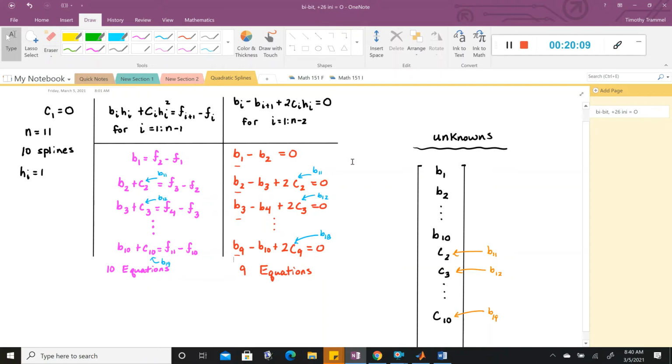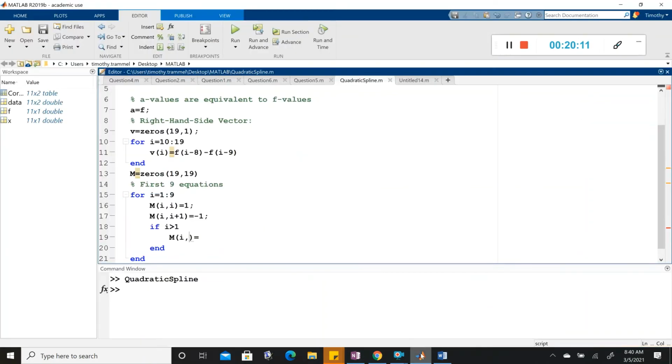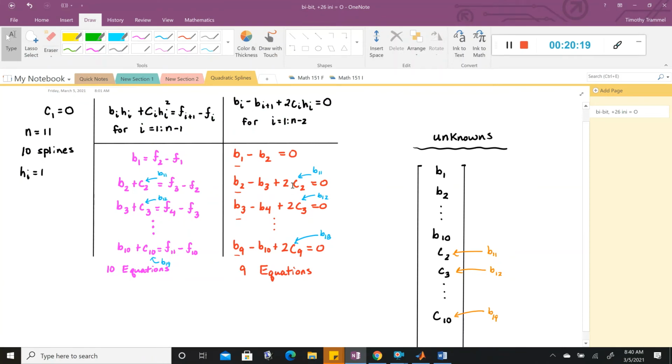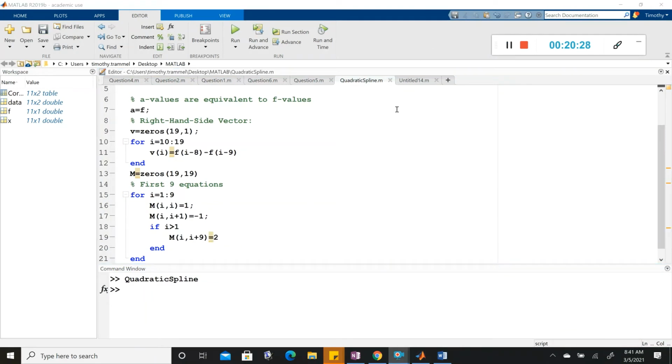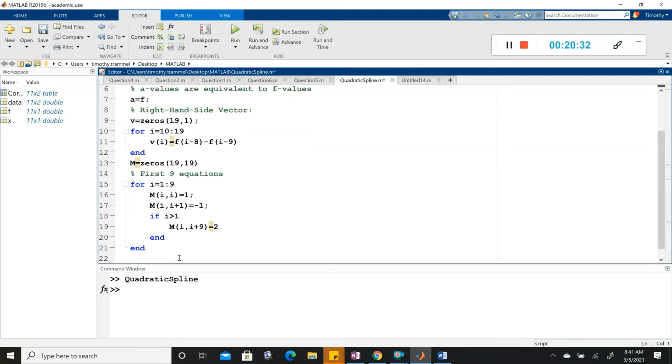Okay. Let's go put that in there. I plus 9. And what should it be equal to? Well, the coefficient in front of all those c's is 2. So let's go ahead and make that a 2. Now let's create the next 10 equations.